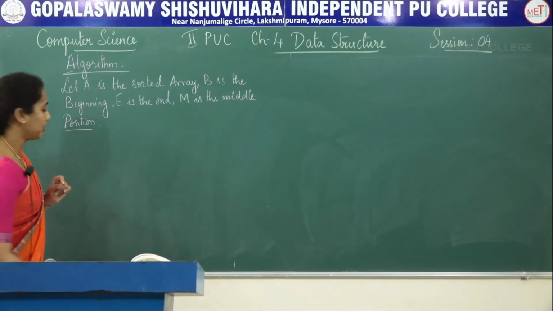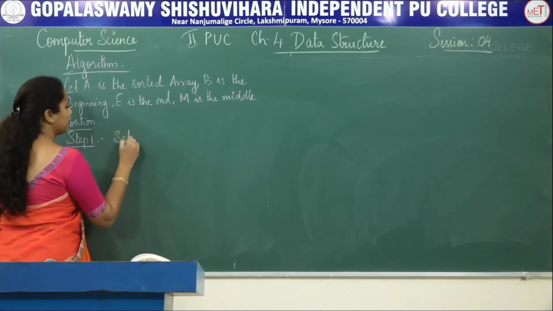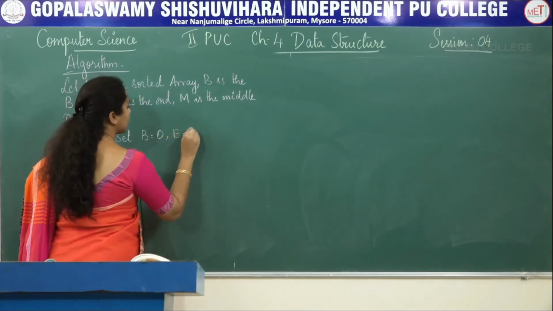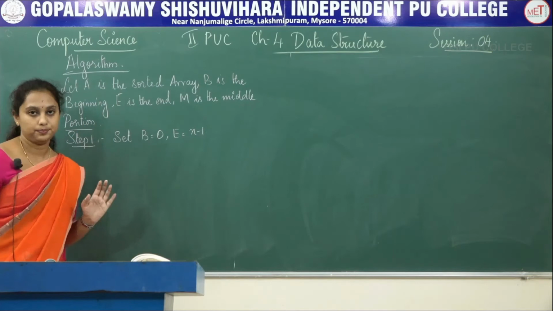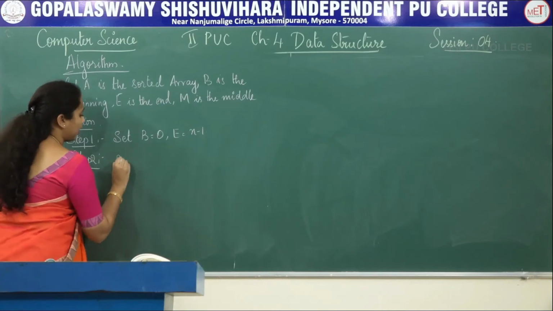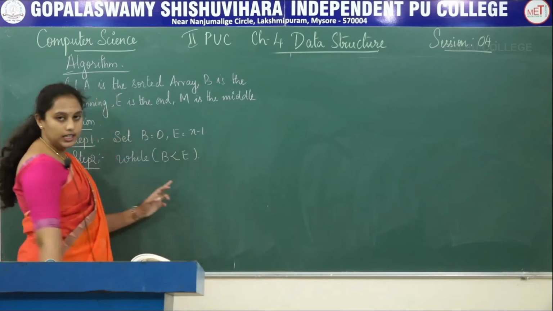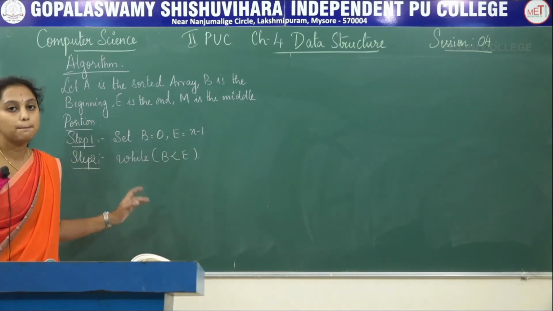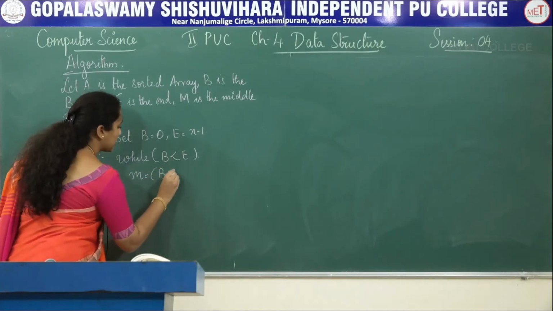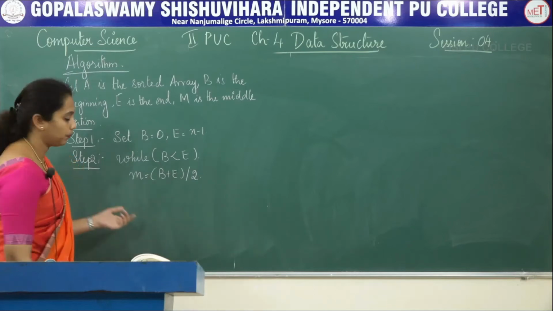So what is the first step? The first step, we have to set B as 0 and E as n minus 1. In step 2, check while B is less than E, we have to find the middle element. So M is equal to B plus E by 2.